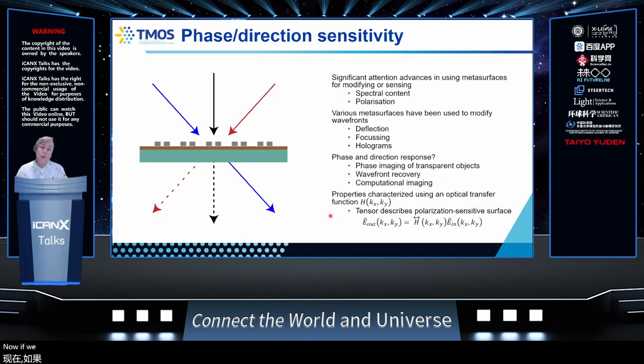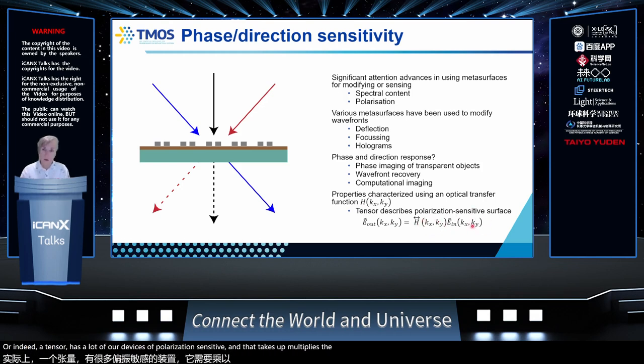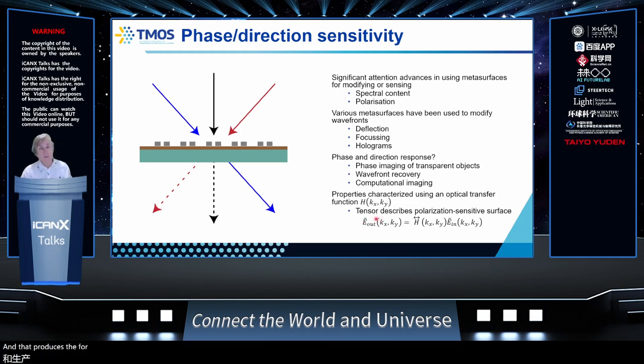Now, if we want to use this approach, when we think about what the meta optic does to an incident optical field, we need to think about what is happening in Fourier space. So we describe the behavior of the device in terms of an optical transfer function, or indeed a tensor, because a lot of our devices are polarization sensitive. And that tensor multiplies the Fourier transform of the input optical field. And that produces the Fourier transform of the output optical field. And because that has changed, that means that the output field, when considered in the spatial domain, has also changed.